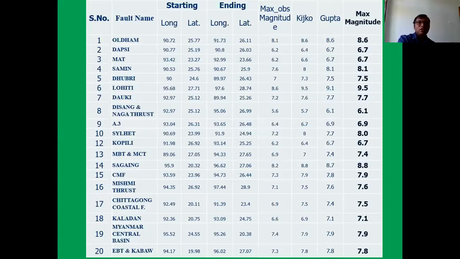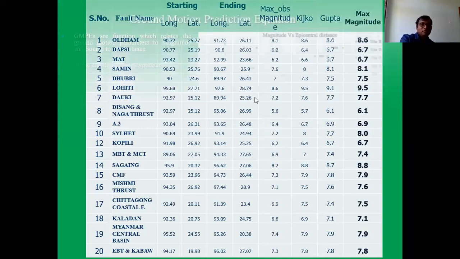So, sir, please next. These are the maximum magnitudes we have estimated, showing the details of the 19 faults, with latitude and longitude, for example the Oldham fault. It shows the largest and nearest fault locations in terms of latitude. The maximum magnitude is the observed maximum magnitude that has occurred on this fault. Then these are the methods using Kijko and Gupta. These are used, and finally the maximum magnitude has been estimated and used for seismic hazard assessment. Sir, please next.